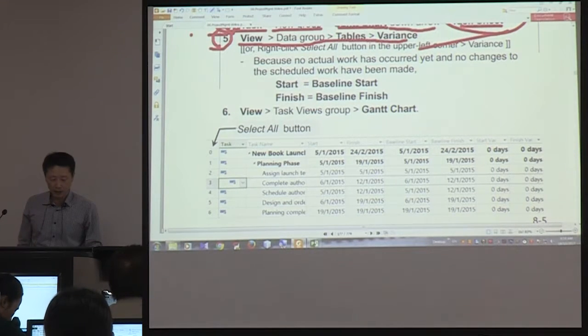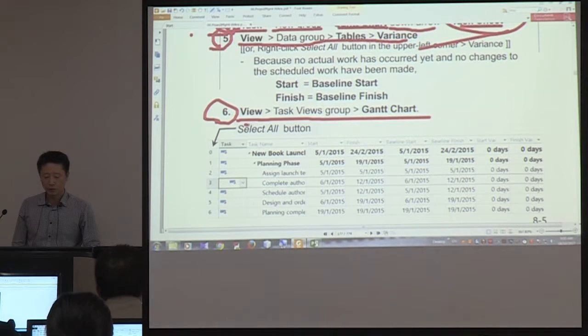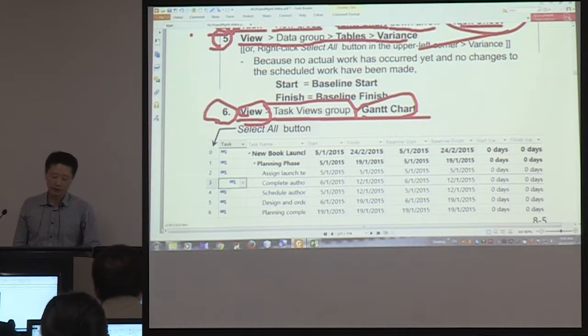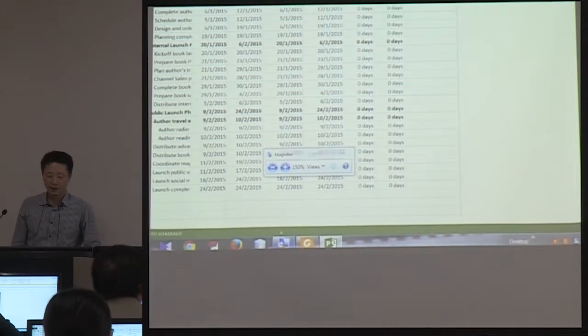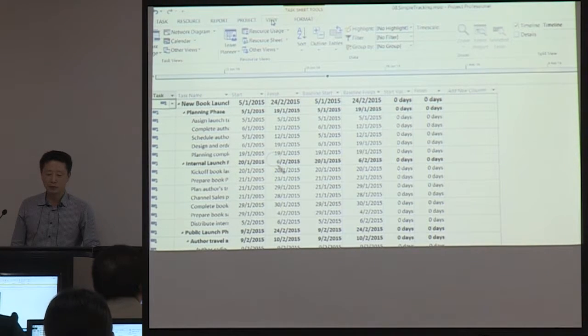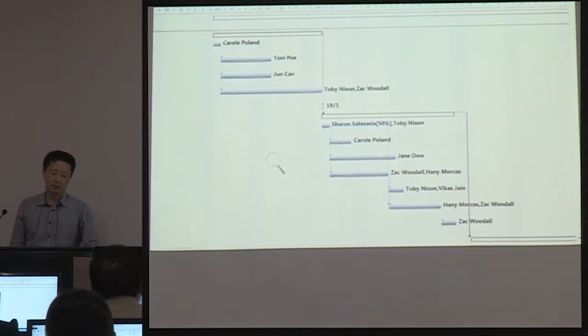Okay, let's do number 6. You will change to Gantt chart. Go to View, Task Views Group, and Gantt chart. So go to the View tab, Task Views Group, and click Gantt chart. Okay, you go back to Gantt chart.